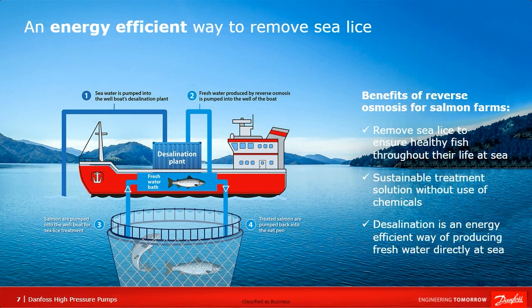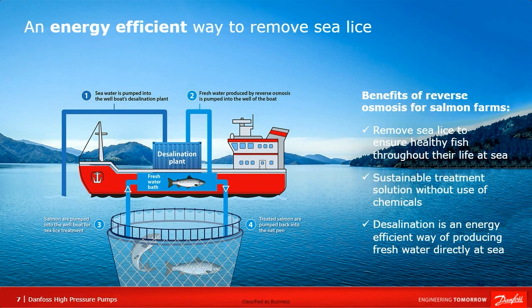I also want to say that the freshwater treatment has no harmful impact on salmon, but also on the non-target species that can also be pumped into the freshwater bath. We have here made a small drawing of how it works. So what you do is you have these special kind of vessels, as you see here on the picture, called wellboats. These wellboats are equipped with a desalination plant.